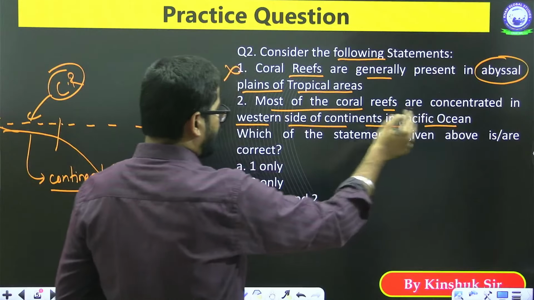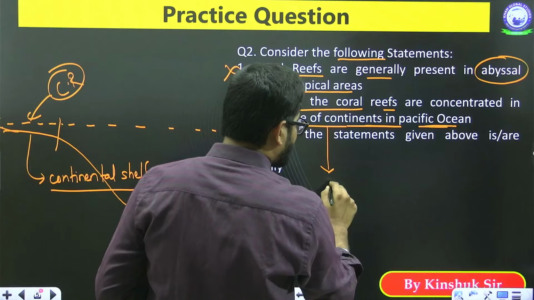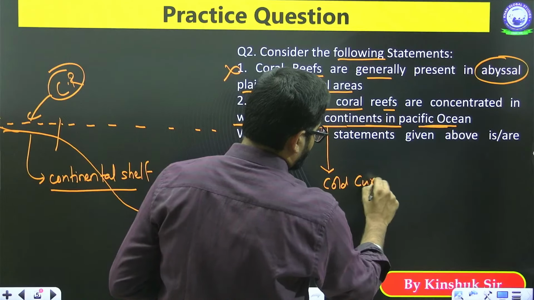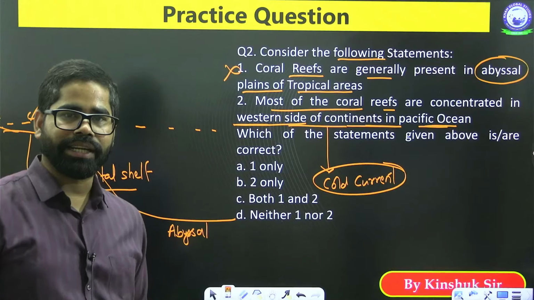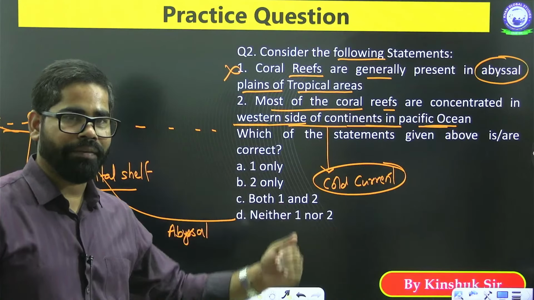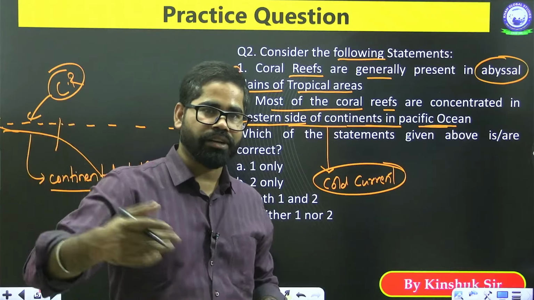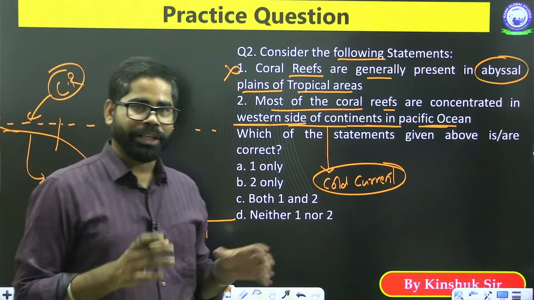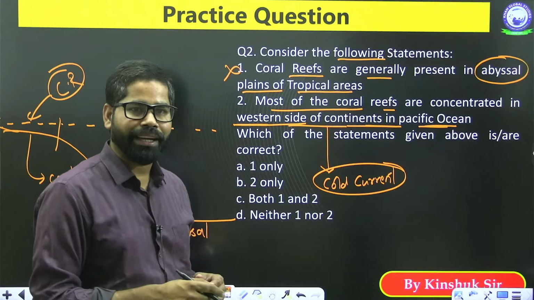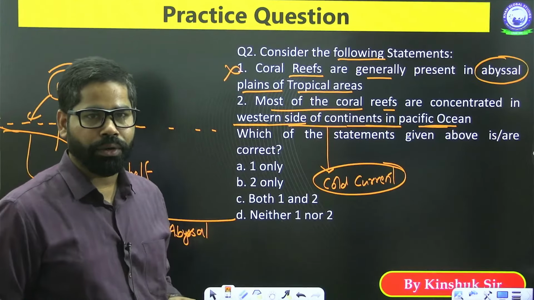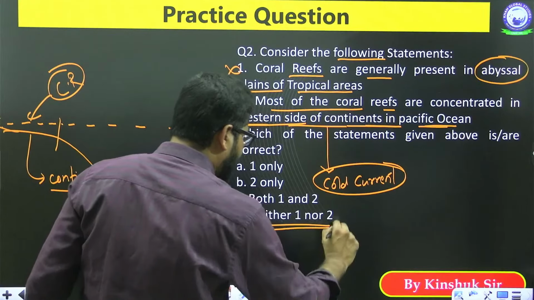Most of the coral reef are concentrated in western side of continents in Pacific Ocean. Western side has cold current, like Humboldt or Peru current or West Australian current. So in this location, we are not having the coral reef. Rather, we are having the coral triangle on the eastern side of Indonesia and other countries. There we are having the majority of the coral reef. So second option is also incorrect. Answer will be option number D, neither one nor two.